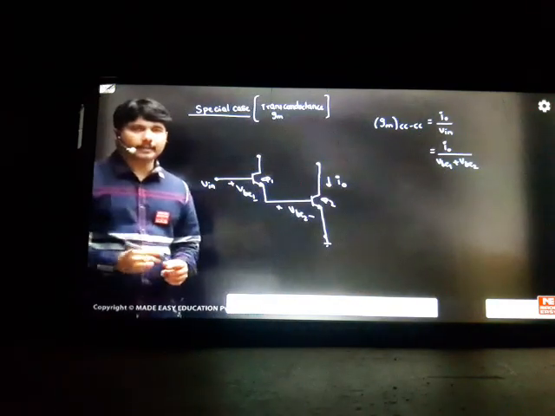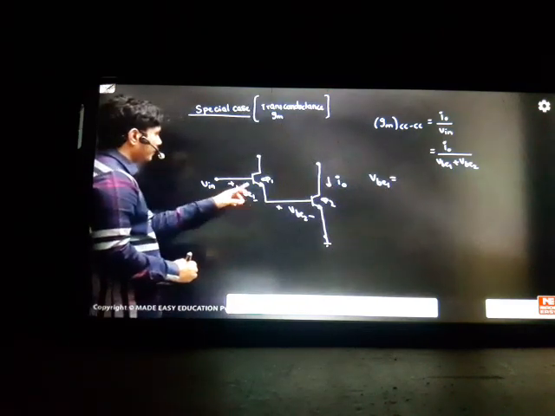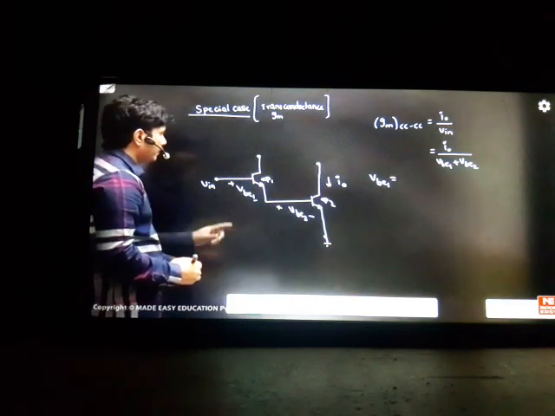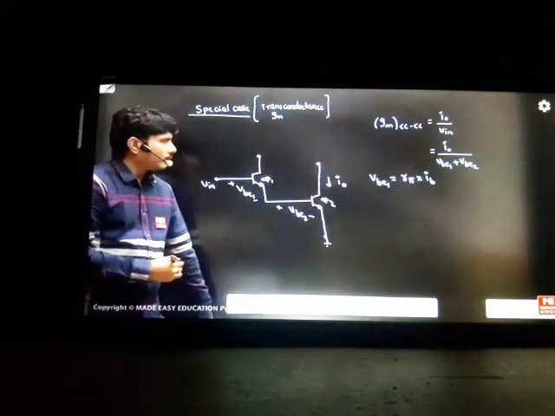VB1 plus VB2 you can write. But are VB1 and VB2 the same or different? If I want to teach this concept, first you have to find out how much VB1 is. What is VB1 here? Your r_pi1 is there, into IB current. So r_pi you take the same for both, r_pi into IB. You take it as VB1. Is it okay? Otherwise you can take r_pi1, no problem, r_pi1 into IB.